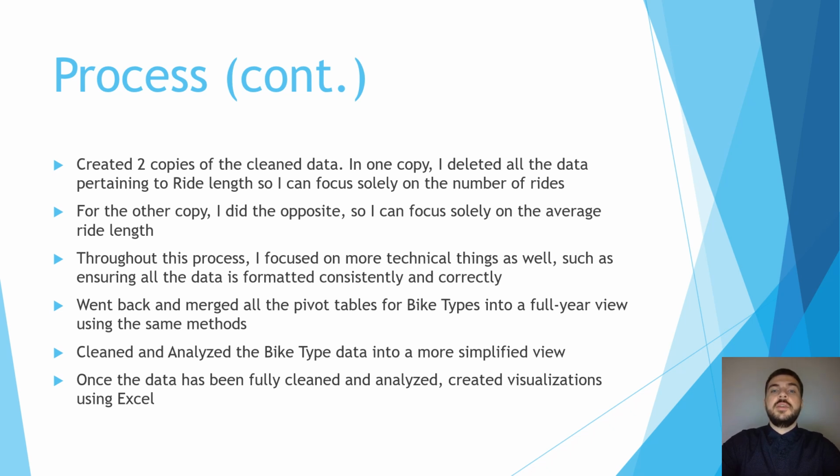Throughout this process, I focused on more technical things as well, such as ensuring that all the data is formatted consistently and correctly. I then went back and merged all the pivot tables for bike types into a full year view using the same methods I did for the number of rides and the average ride length. I then cleaned and analyzed the bike type data into a more simplified view, and then once the data had been fully cleaned and analyzed, I created visualizations using Excel.